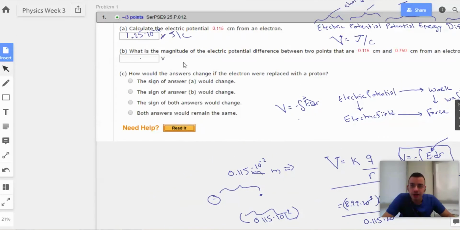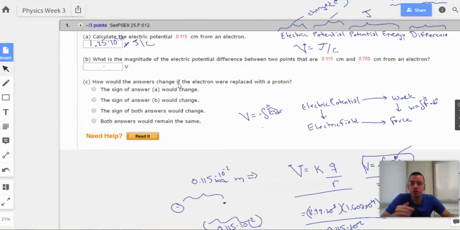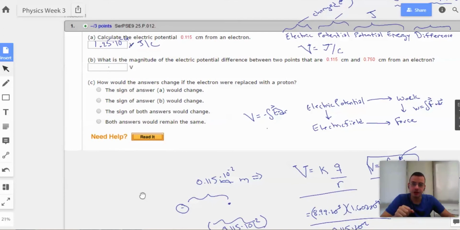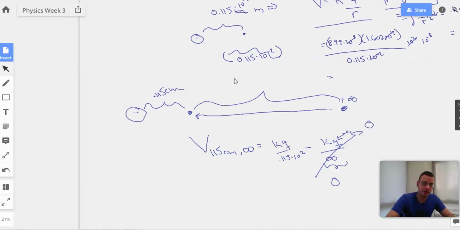Okay? So next we're going to go to what is the magnitude of the electric potential difference. Again, I say electric potential difference is the exact same as electric potential, except this time they're giving us the second point. So they're giving us 0.750 centimeters instead of infinity. So what is the electric potential difference between 2 points that are that far and that far from the electron? Okay.